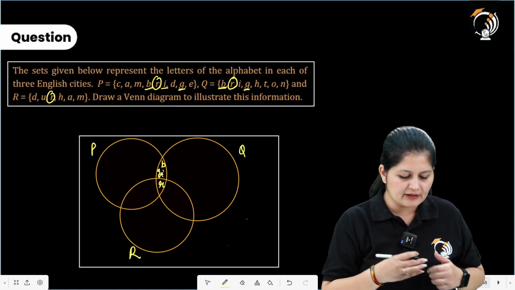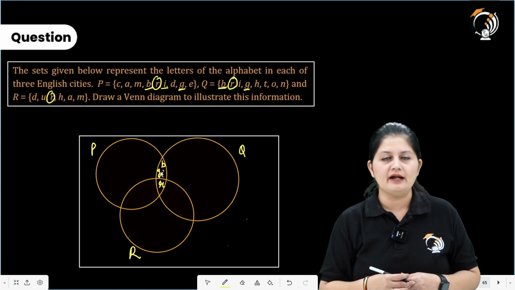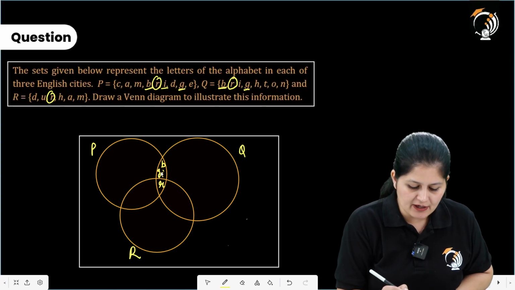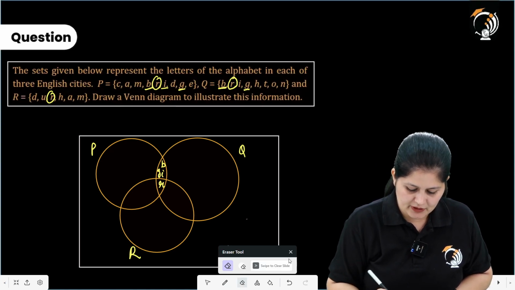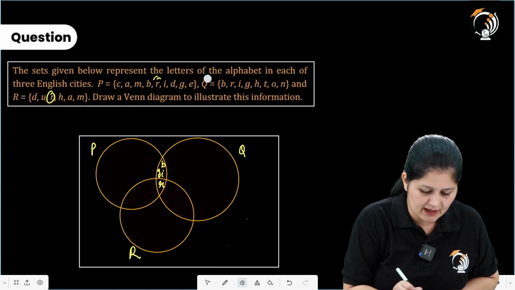Now we are going to write the common elements for Q and R. Let's write what the common elements for Q and R are. Let me just erase the ones that I have already marked.